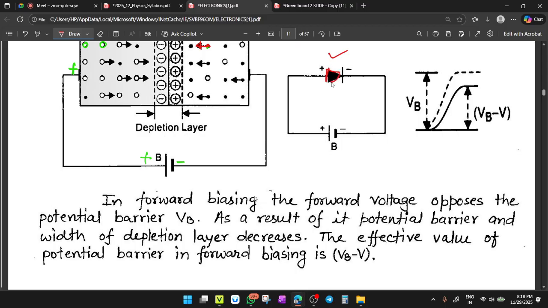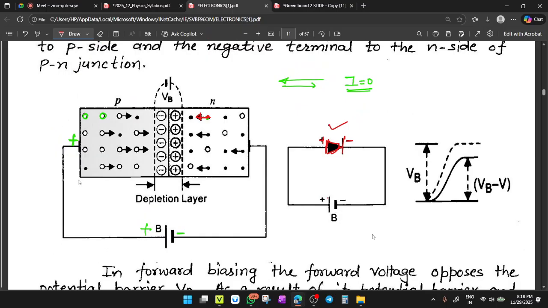See here, this is a P-type junction, P-type material, and this is N. P is connected with the plus and N is connected with the minus. In forward biasing, the forward voltage opposes the potential barrier. Now see here, you have applied your voltage, plus and minus on this side. So there is a creation of an outer voltage on this side, from left to right.